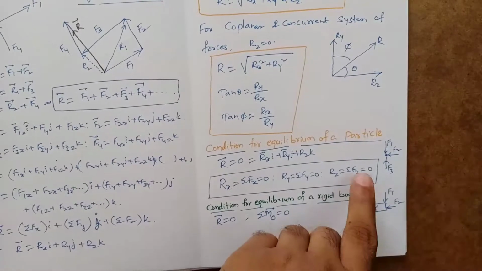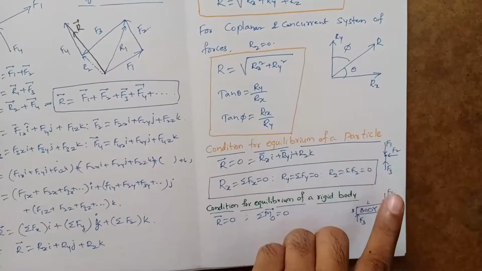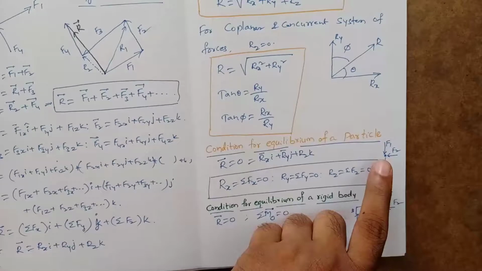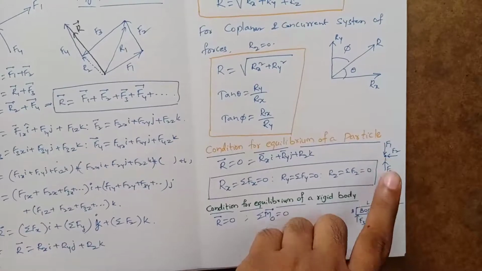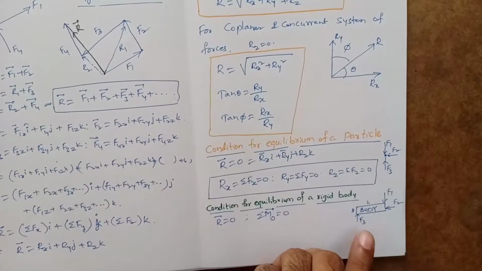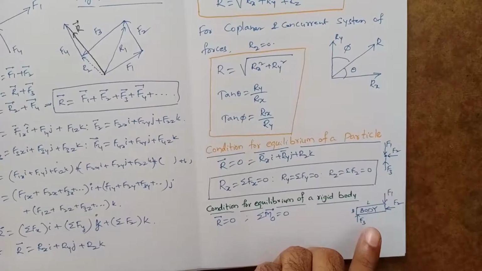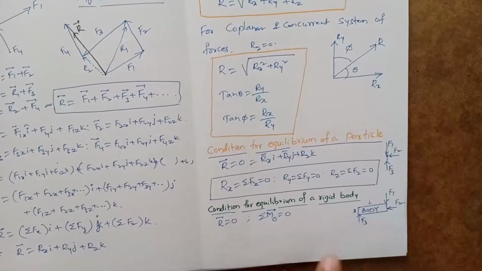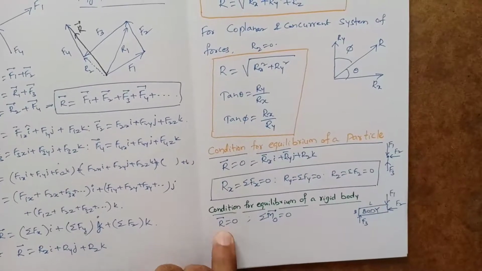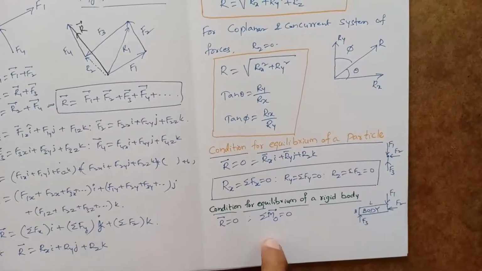So this is the difference between the equilibrium of a particle and a rigid body. In case of a particle, there is no moment because it is like a point object. But in case of a rigid body, there may be some rotational effect, that is, some moment. So for the rigid body to be in equilibrium, along with the resultant force equal to 0, the net moment must also be equal to 0. Then only we say that the rigid body is in equilibrium.